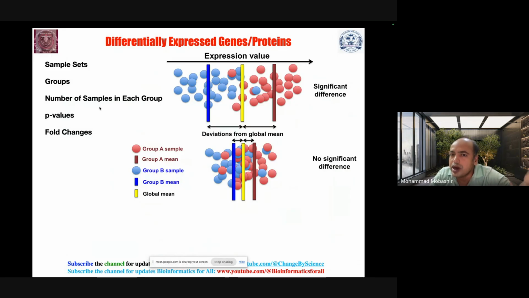So if in one group, the mean expression value of the specific gene is 10, and in another disease condition or another target group, if the mean average value is 5, then the fold change will be 2. That means the gene is down regulated because in the target it is less than the normal. So this is how it works. But let's go in details.